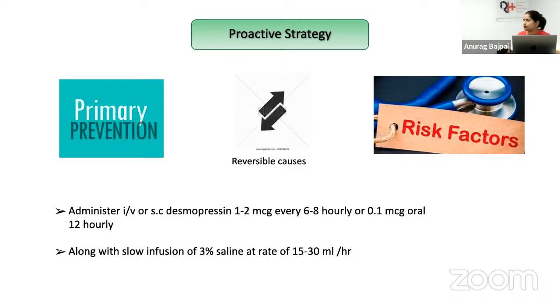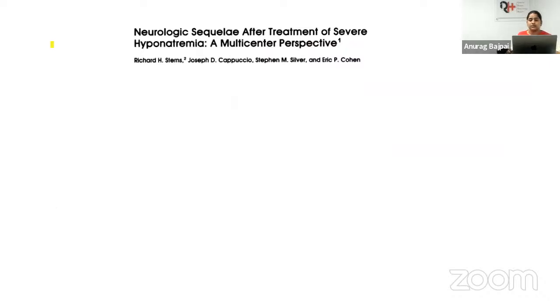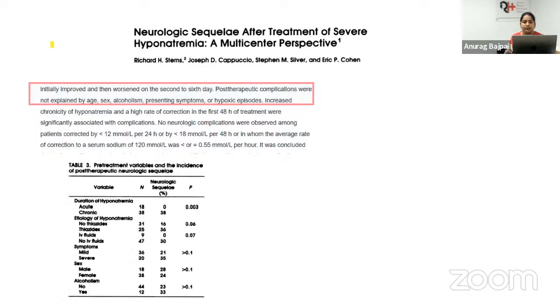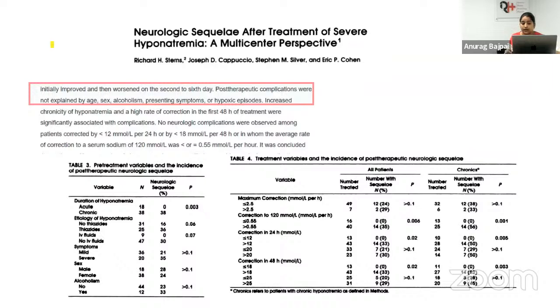Along with the slow infusion of 3% hypertonic saline, 15 to 30 ml. Oh, sorry, it's not visible. Now, there is a study showing that the neurological sequelae after the treatment of severe hyponatremia do not depend on the age, sex, alcoholism, and the initial presenting symptoms, and they really depend on the rate of the correction in the 24 hours and the 48 hours.